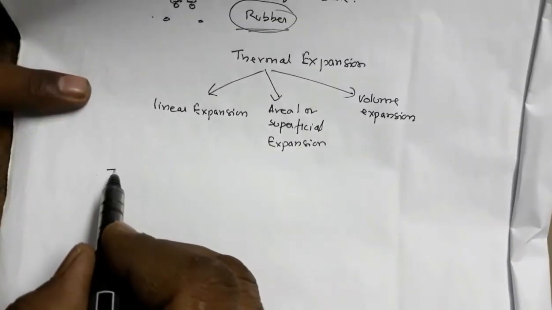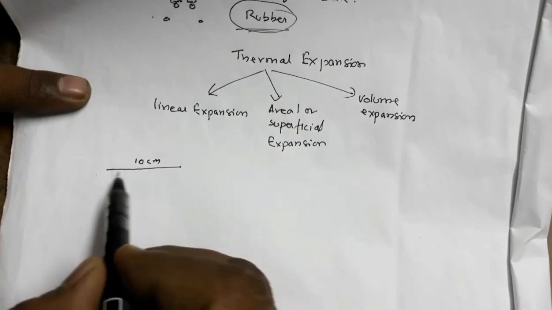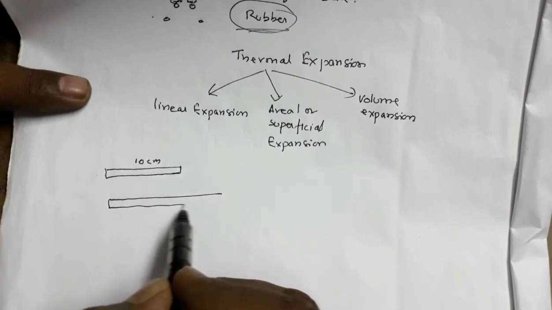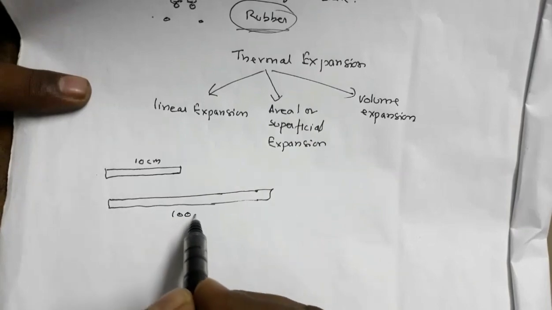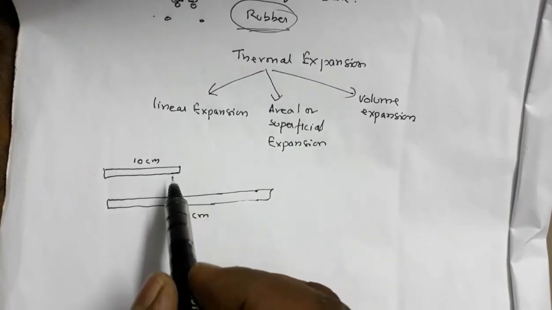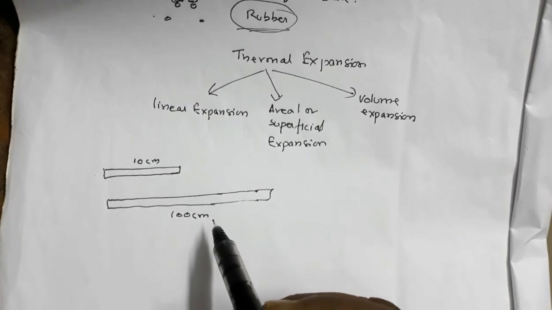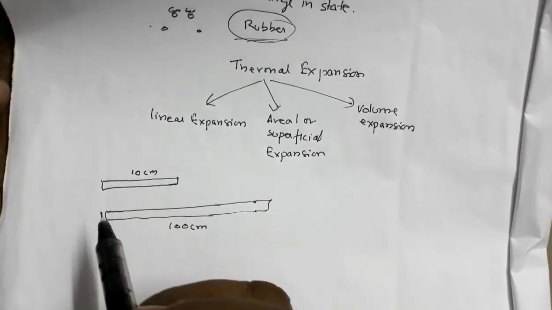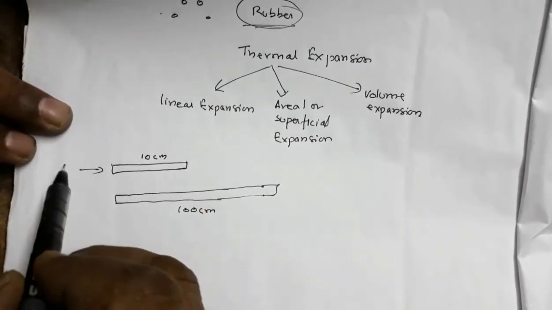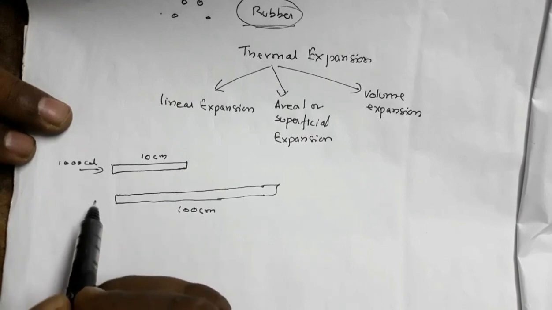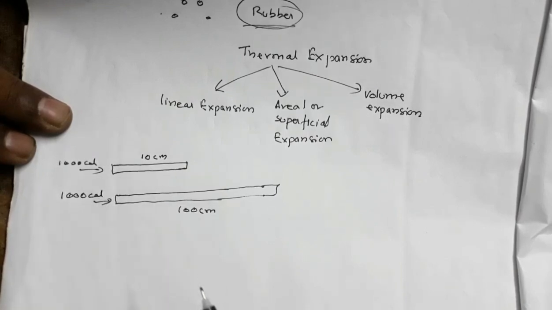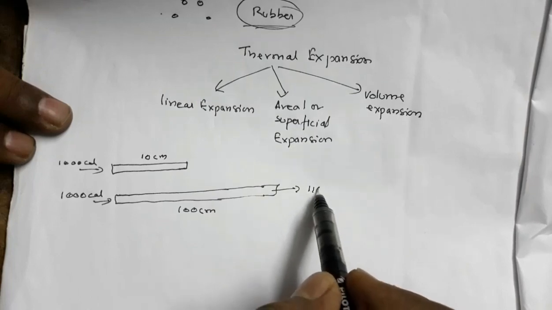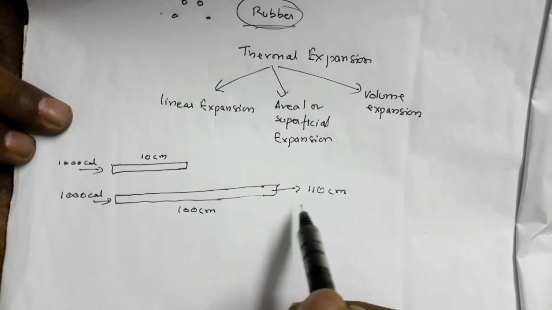Now suppose you have a scale or a rod of length 10 centimeter. Now of the same material you have another rod of length, say, 100 centimeter. Now both the rods are of the same material. One rod of 10 centimeter length, the other rod of 100 centimeter length. Now this length is quite large as compared to the other dimensions. Now suppose heat is given to both the rods. Both the rods are supplied with, say, 1000 calorie of heat. Now let's assume that the length of this rod increases to 110 centimeter. So this 100 centimeter becomes 110 centimeter.